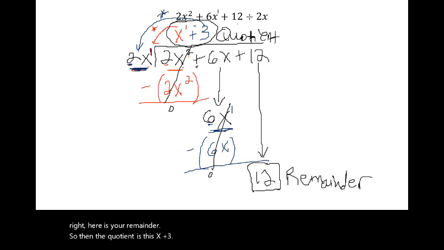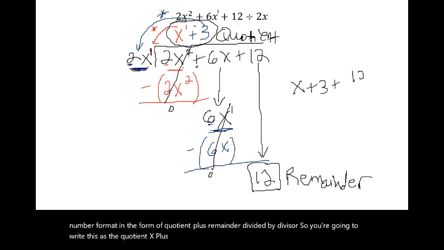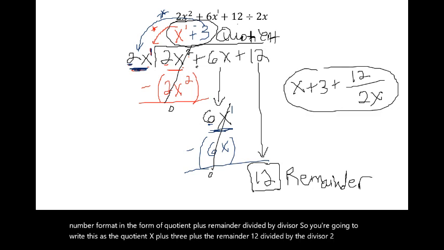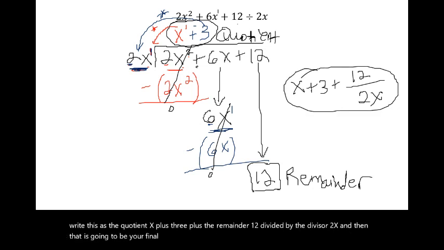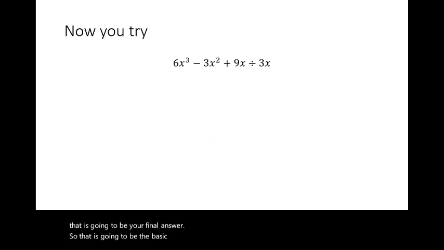So here's how you're going to write your answer. You're going to write your answer in a mixed number format in the form of quotient plus remainder divided by divisor. So you're going to write this as the quotient x plus 3 plus the remainder 12 divided by the divisor 2x. And then that is going to be your final answer. So that is the basic gist of polynomial long division.